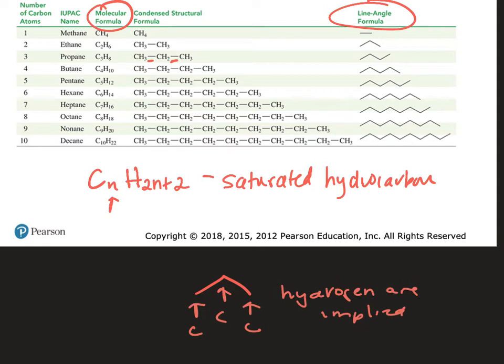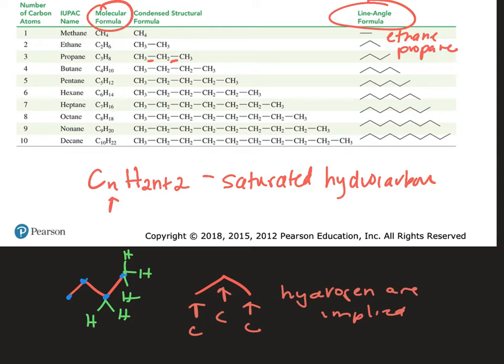I want you to realize that these line angle formulas are slightly offset. So there's no line angle formula for methane. This first one should be ethane. And then you have propane. And then butane, which has 4 carbons. And each carbon is at the point. And the hydrogens are implied. So here at the end, you would have 3 hydrogens. Here in the middle, you would have 2 hydrogens. So just realize with these line angle formulas, they show the carbons at each point, but the hydrogens are implied.